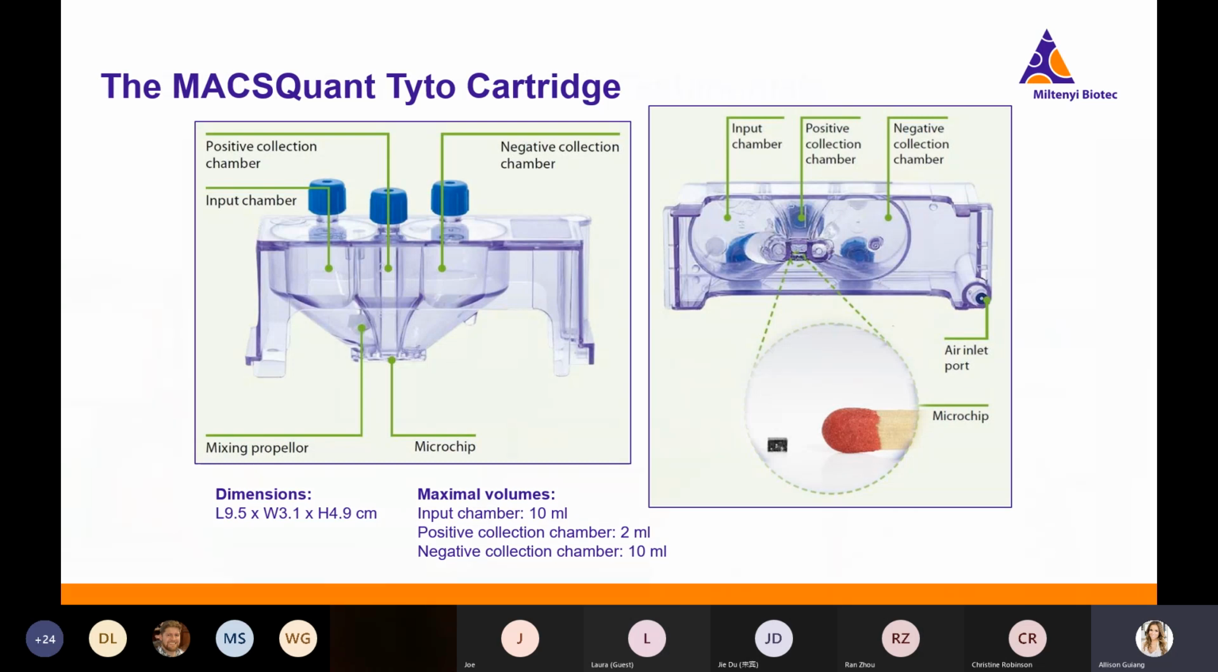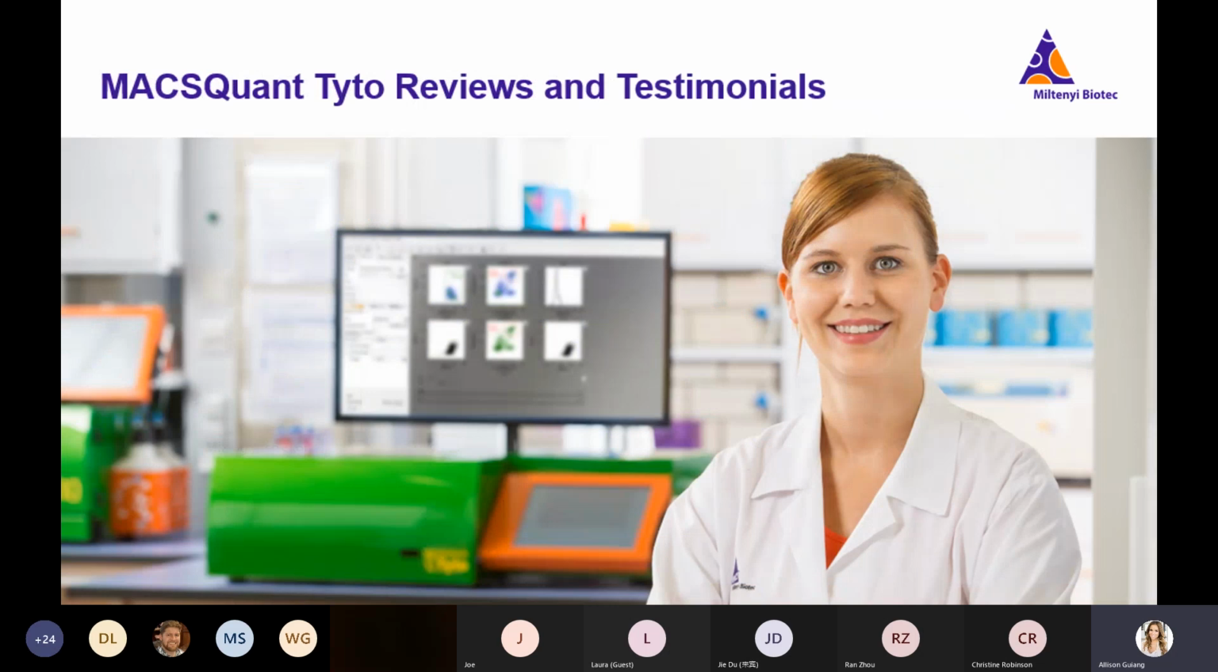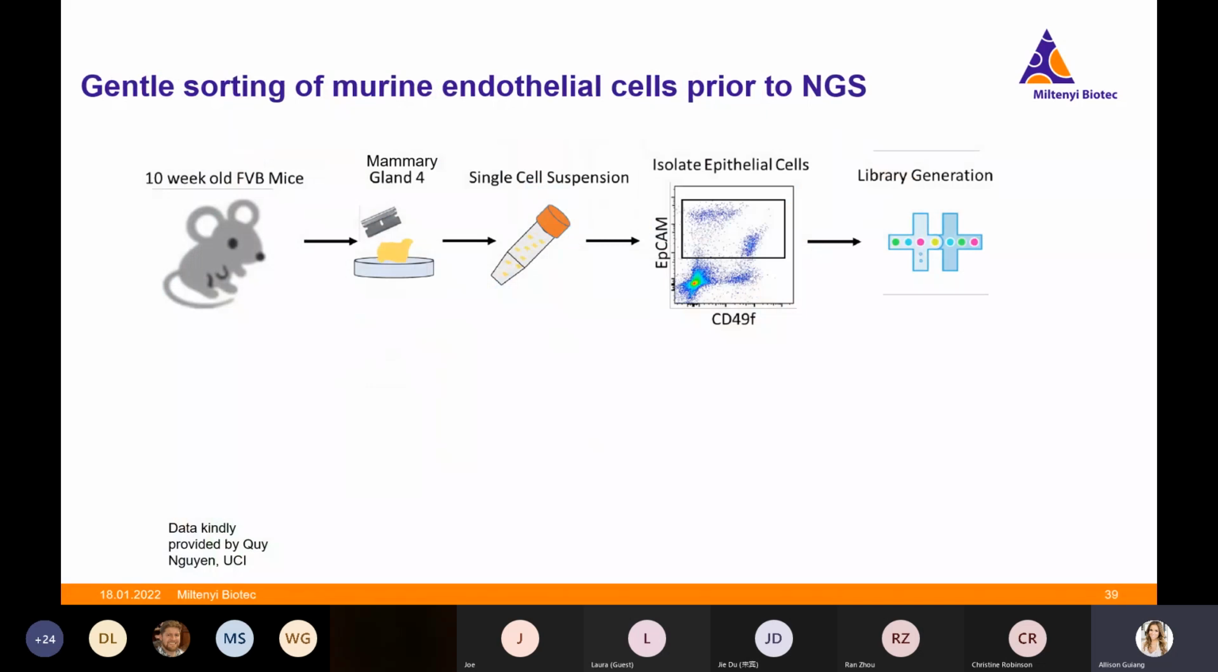But I think what's really important is the reviews, testimonials, and also applications in which we've been successful upstream of single cell sequencing. So I'm going to pass it along to Carter to go into more of the technical aspect of these applications. So Carter, go ahead.